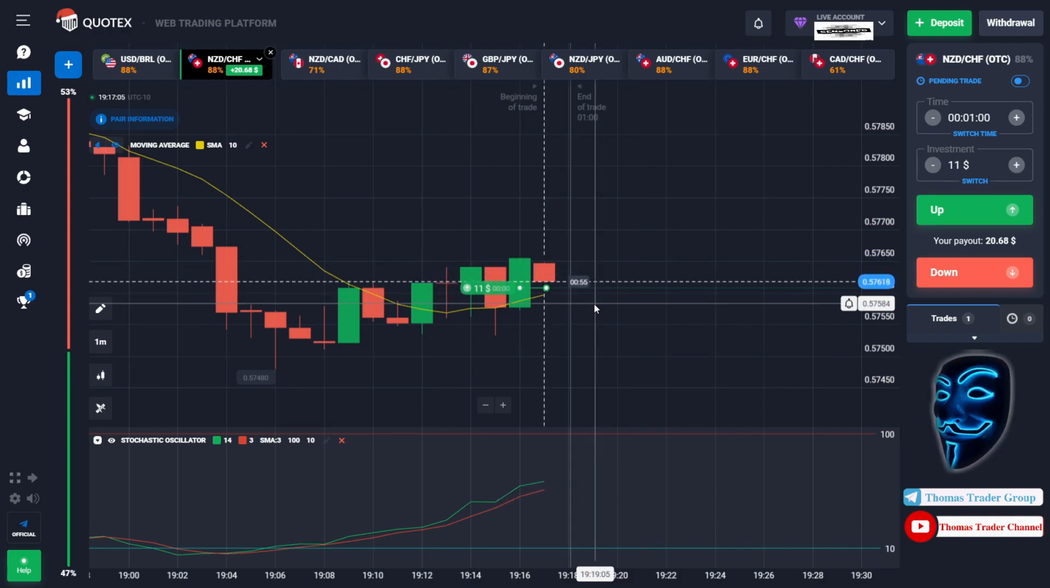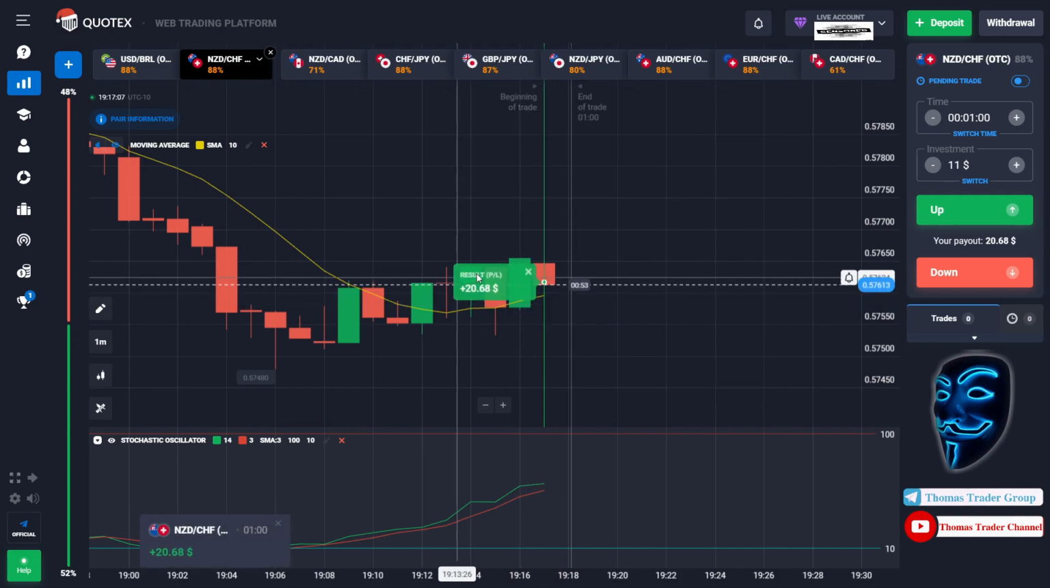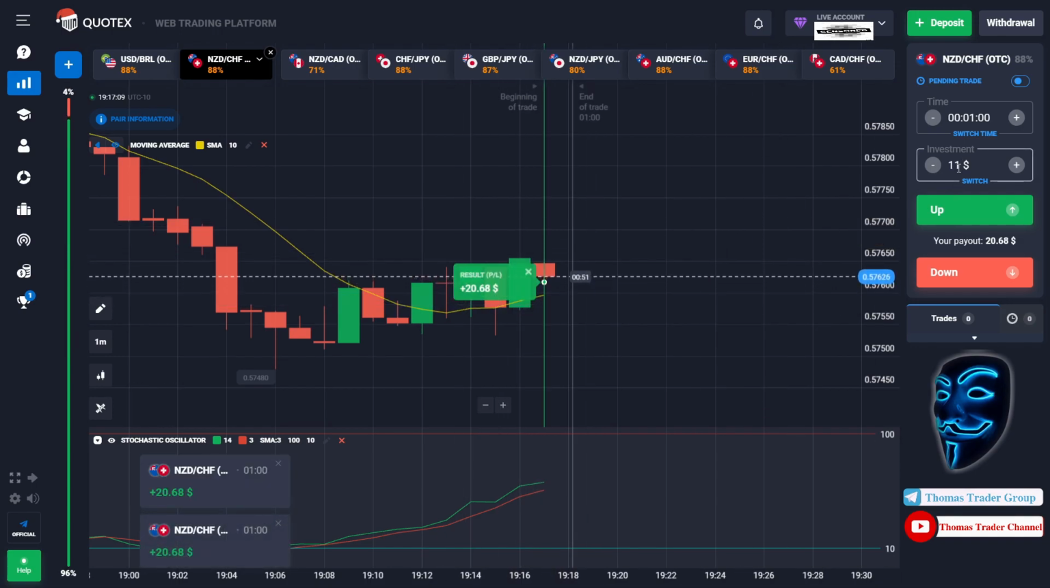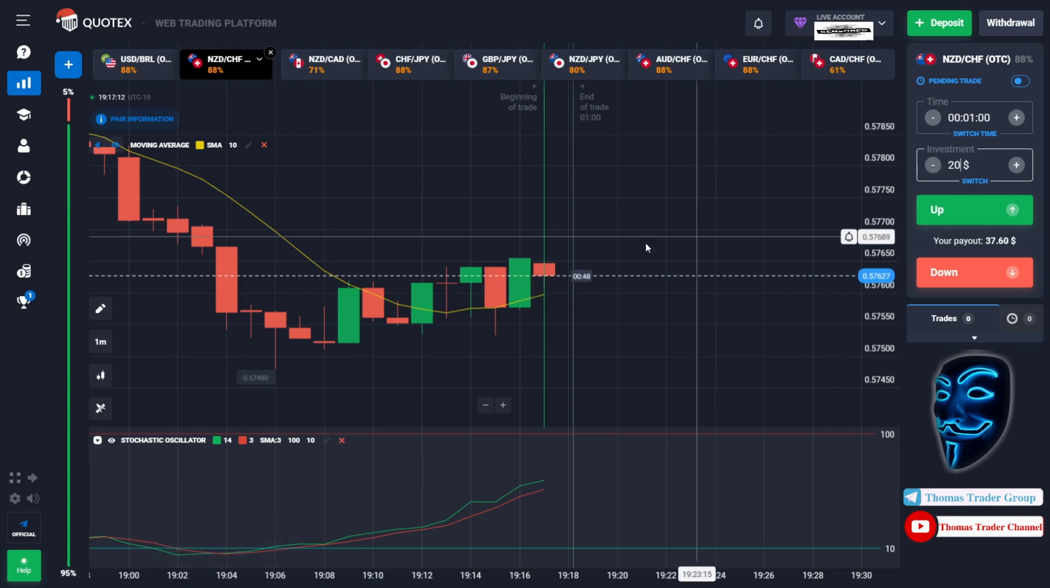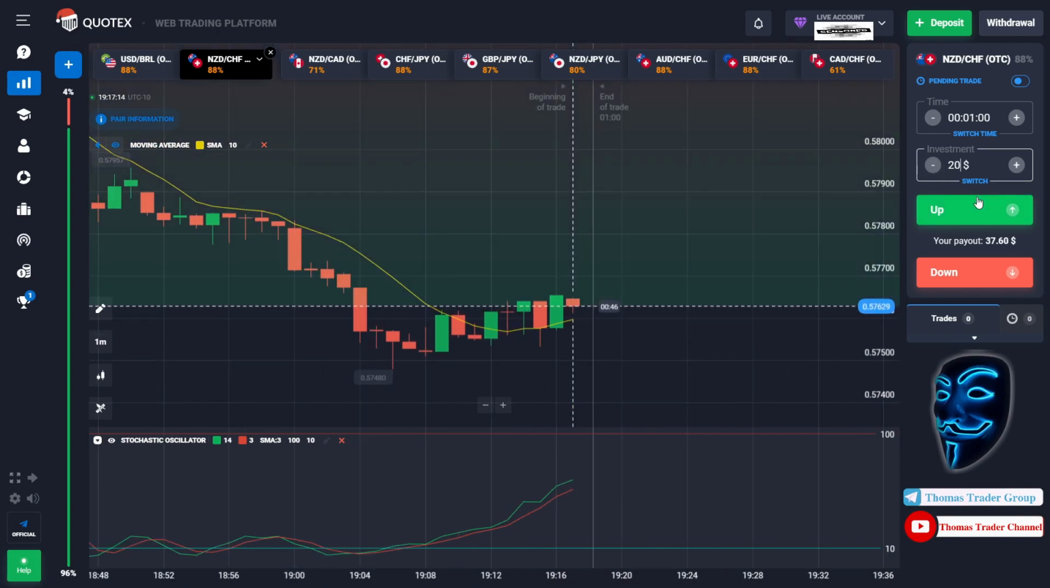We made a right prediction over here. We made a profit of $20. Let's change our investment into $20. And over here we still can open buy for 1 minute.